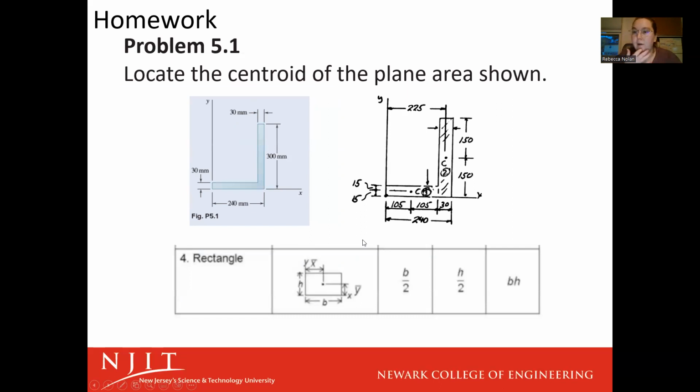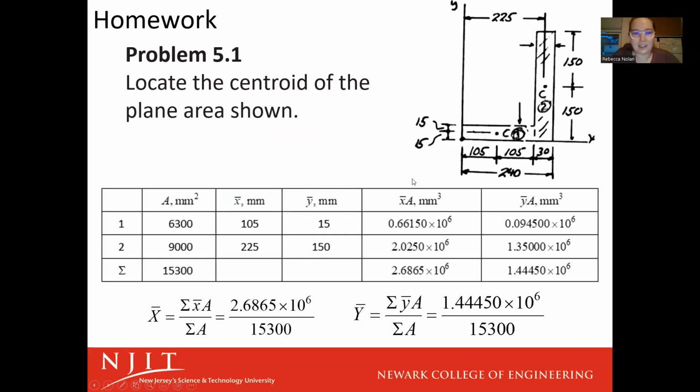I found a centroid table online, but both of these are going to fall in the middle. So it's going to be halfway through the length and halfway through the height for each individual element. And then the area of a rectangle is base times height. You guys know I like charts, so I put everything in a chart. Do you need to do that? No, not if you can keep your data straight in your brain.